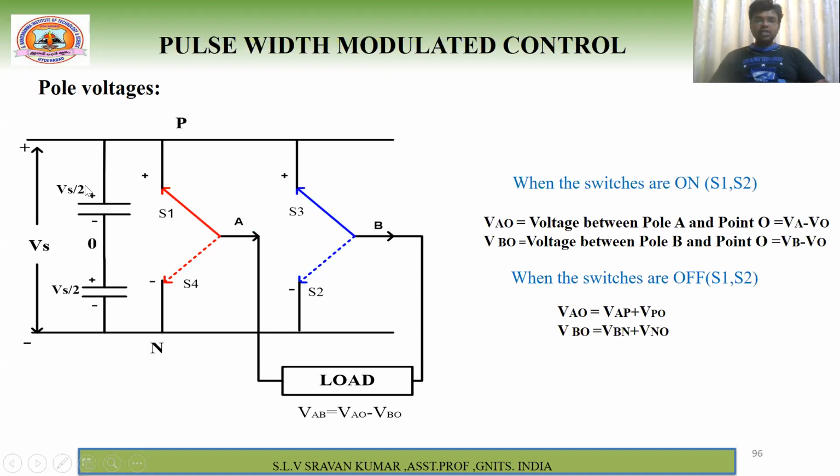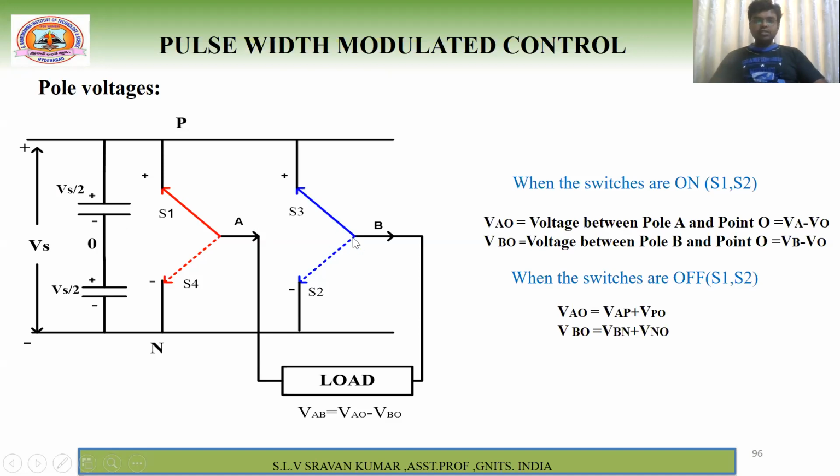First, what is meant by pole voltage? This is called a pole. If you measure the voltage from this pole to the middle point of the capacitor, then it is called pole voltage. I have written it: these are the two capacitors, and this point is O. Then the pole voltage is VAO, the voltage between pole A and point O. That is called pole voltage.